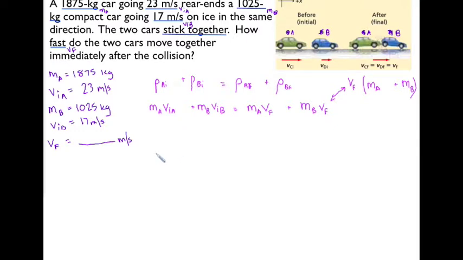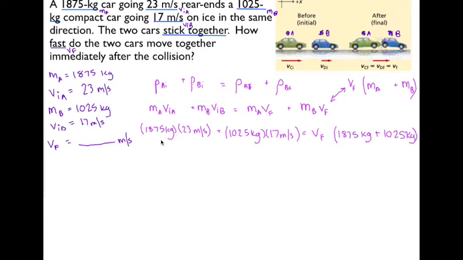Now, I'm going to put my numbers in. I'm going to have 1875 kilograms times 23 meters per second, plus 1025 kilograms times 17 meters per second. And I'm going to do it like this, but you don't have to. Plus 1875 kilograms plus 1025 kilograms, times the final velocity.